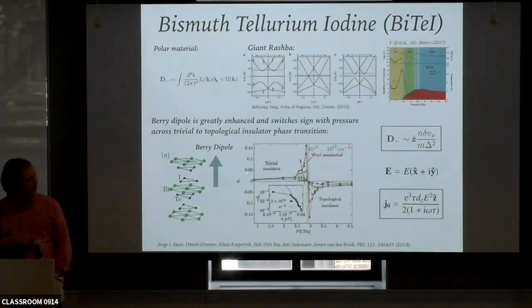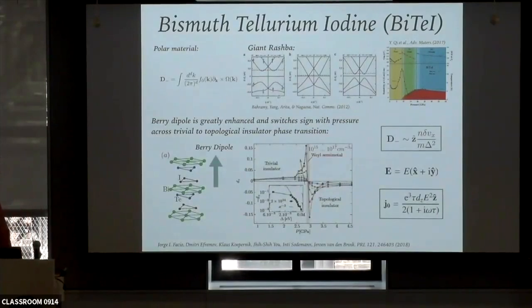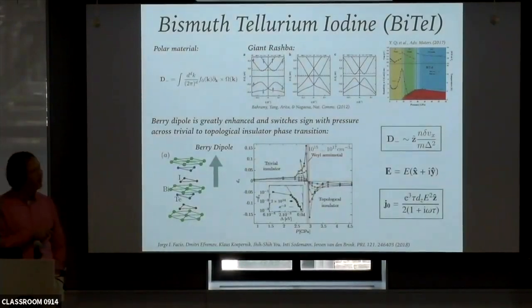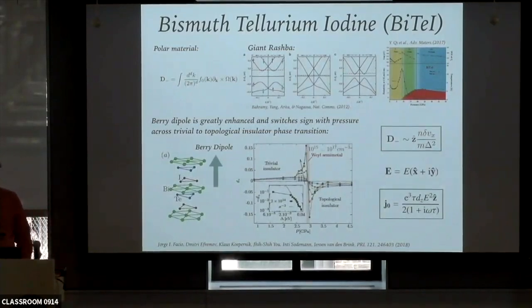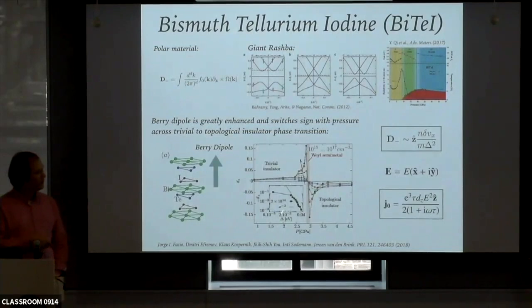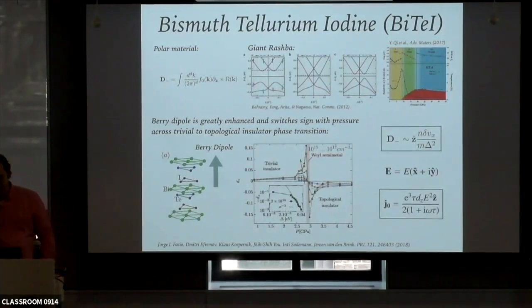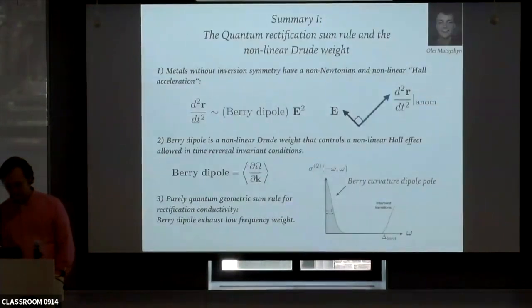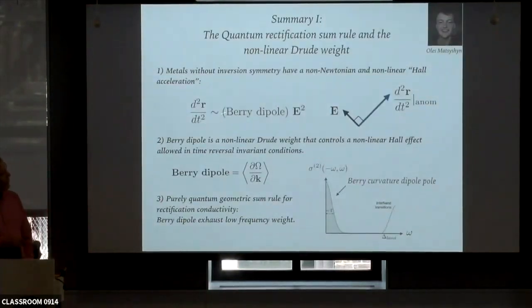Okay. Another interesting platform within this type of materials is bismuth tellurium iodine. This is a trivial insulator that can be driven into a TI with pressure. And we have done some recent first principles calculations that show that this Berry dipole is largely enhanced near that transition. So just by measuring this nonlinear transport, you can observe the features of this topologically trivial to TI transition. Yeah, so that's the summary of this first part.